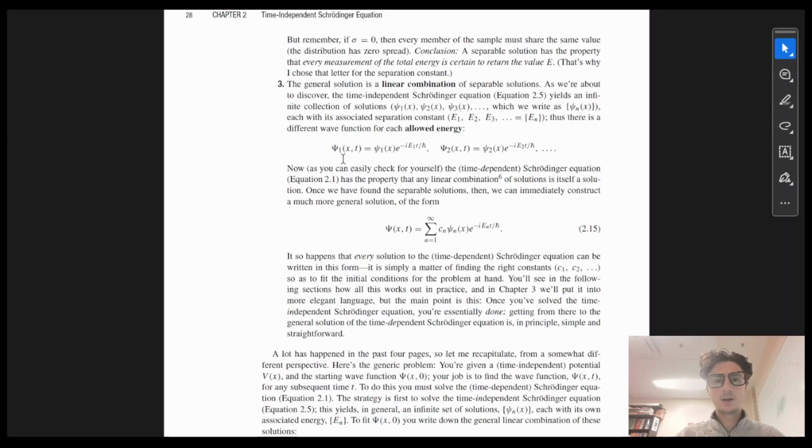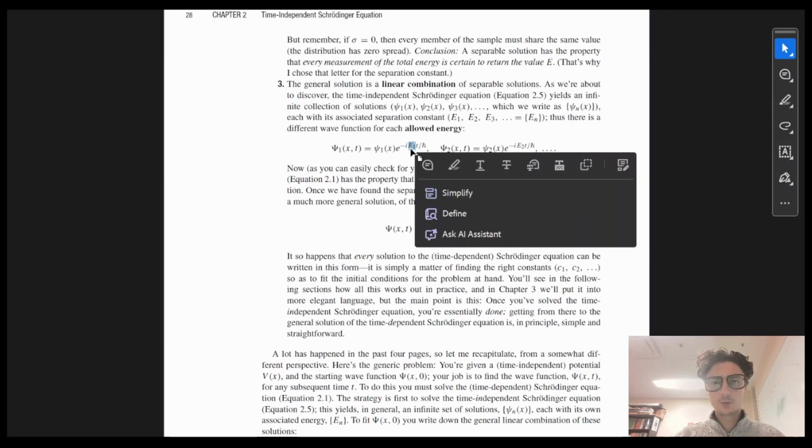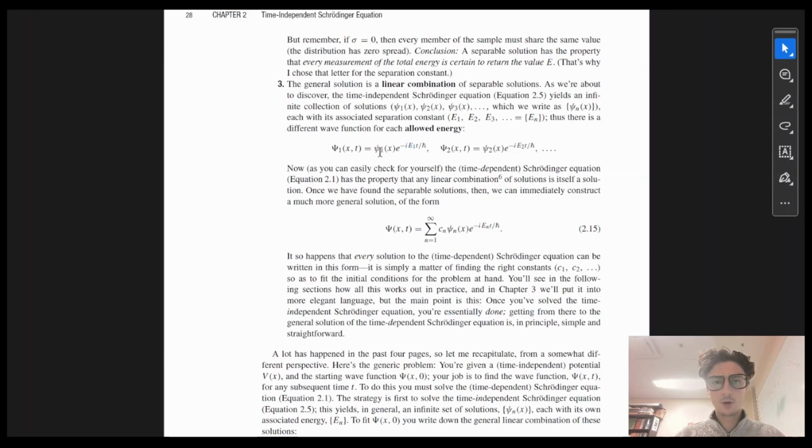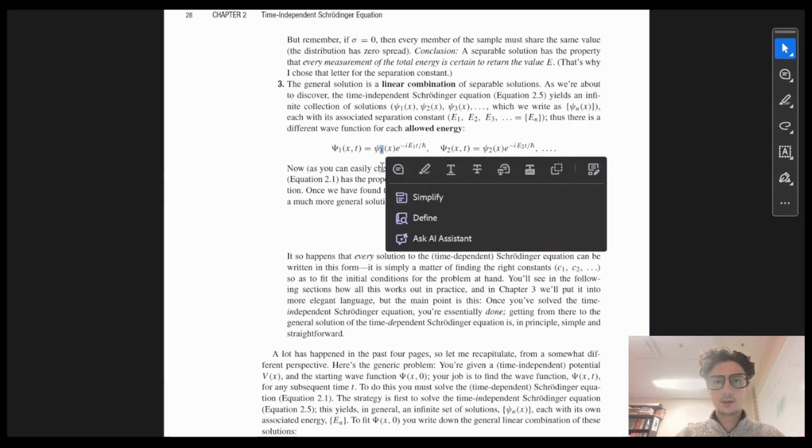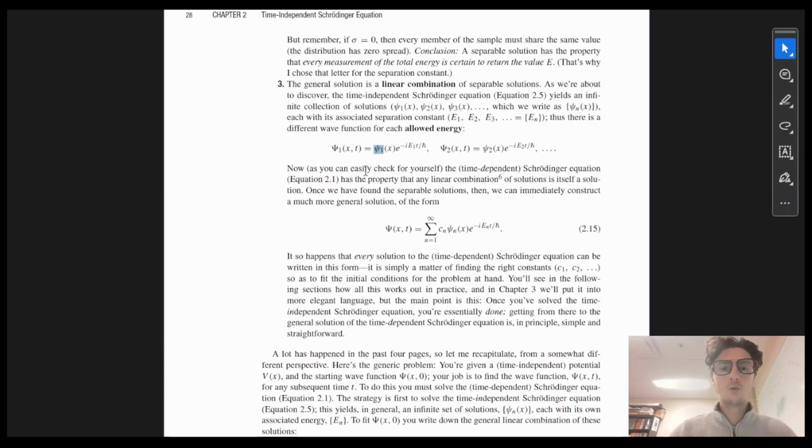Here we have psi 1, the full wave function, which depends on position and time. We have psi 1 of x multiplied by this time-dependent wiggle factor, and inside the exponent here we have E subscript 1, which relates to the first wave function solution. Then we have the same thing with subscript 2, and the energy has subscript 2.